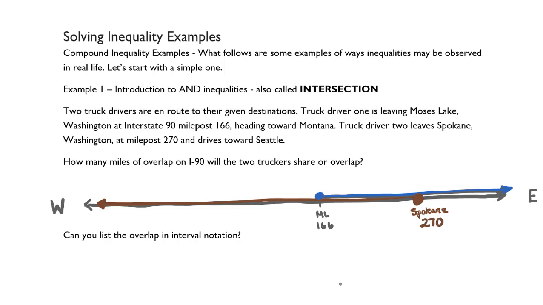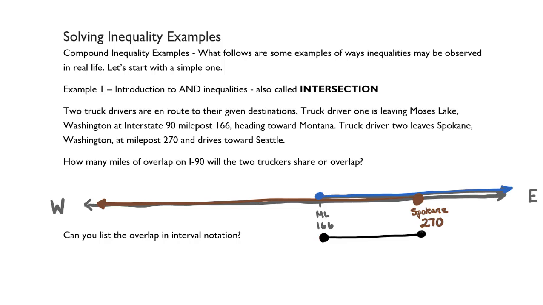Now, what I'm hoping you notice is that there is some time on the interstate where the two truck drivers will have driven the same stretch of freeway or interstate. How many miles of overlap on I-90 will the two truck drivers share, or where would their path overlap? If you think about this, there is a section from milepost 166 to milepost 270 where the two truck drivers will be traveling the same stretch of interstate.